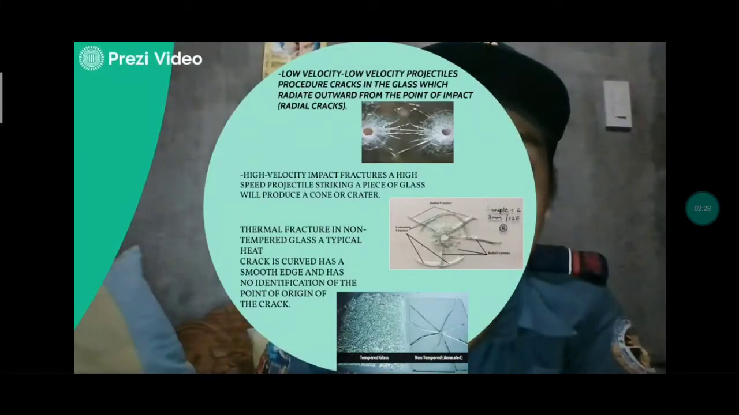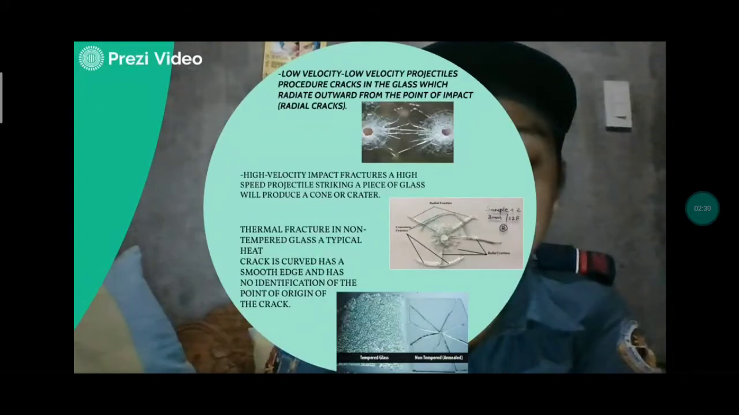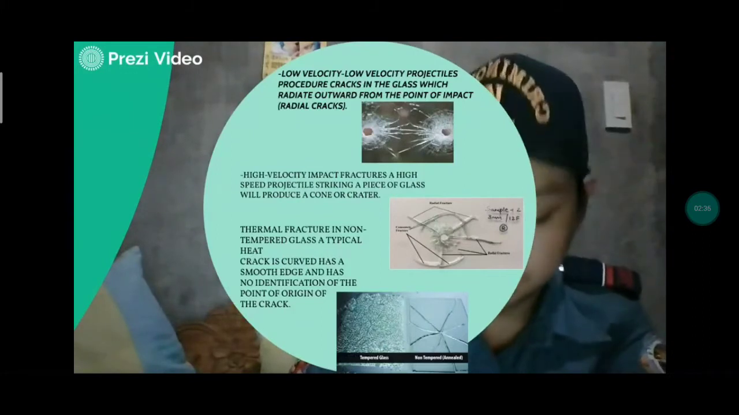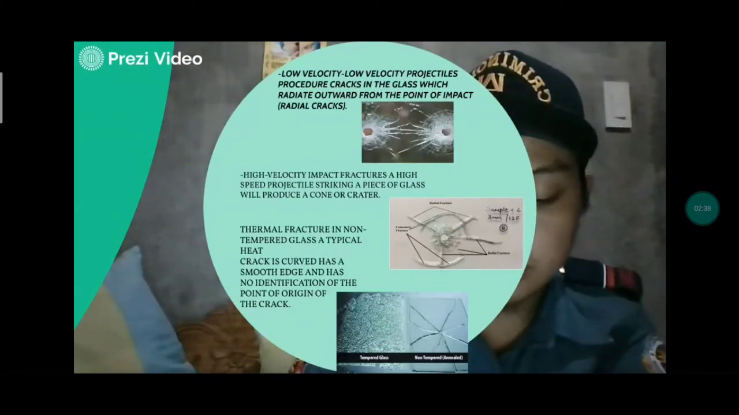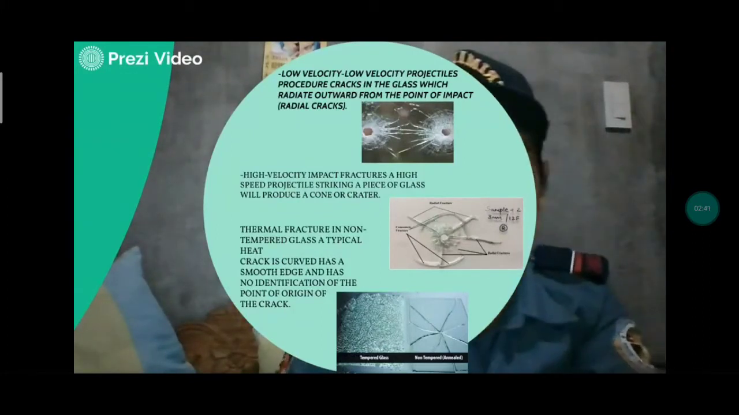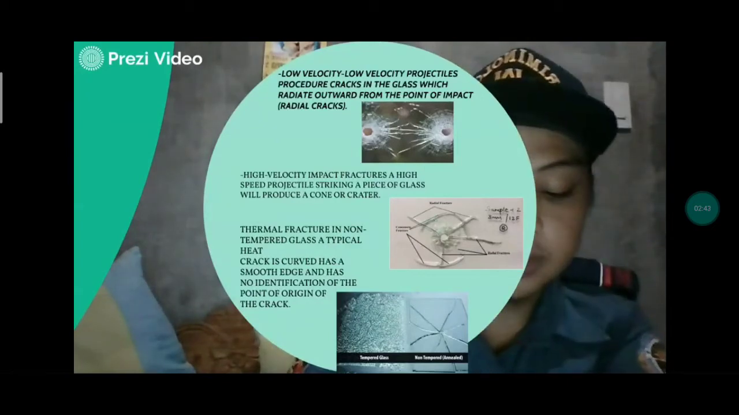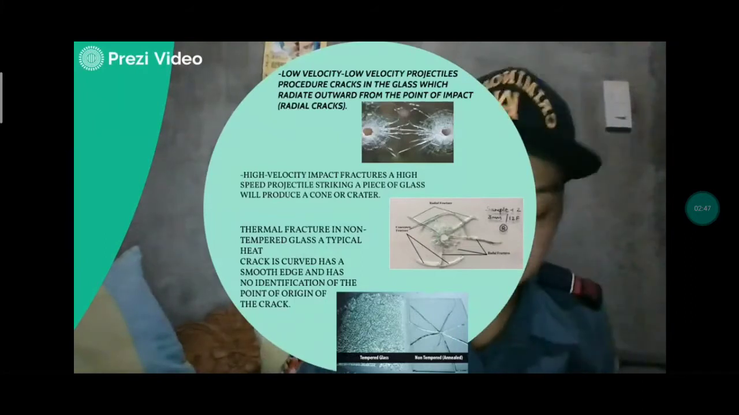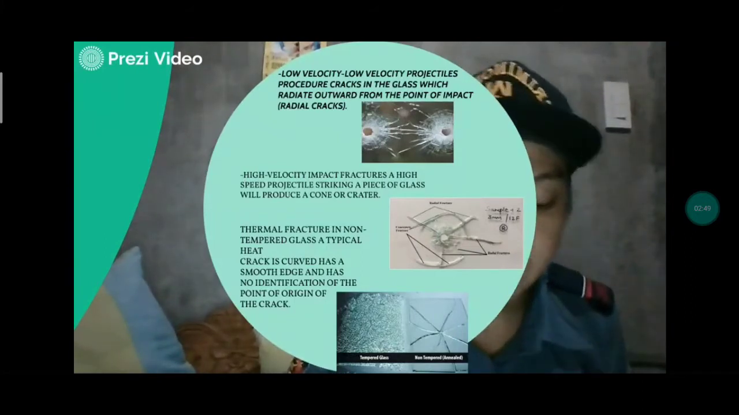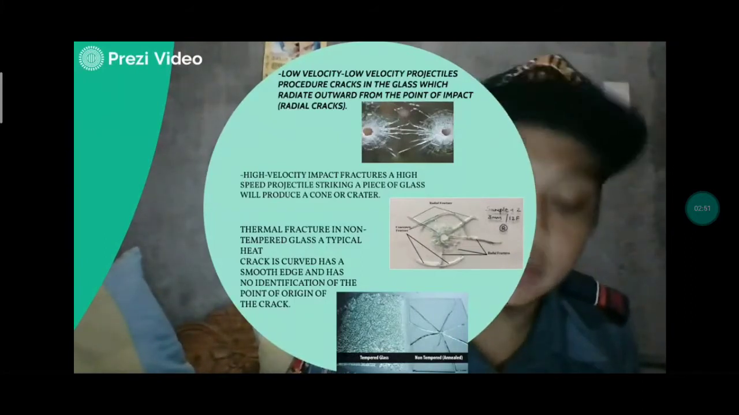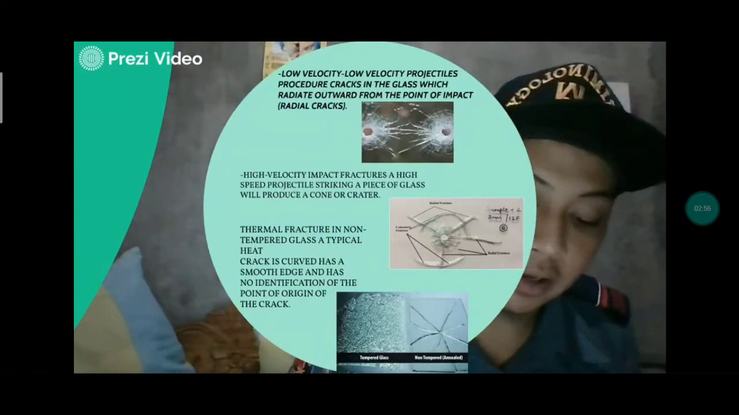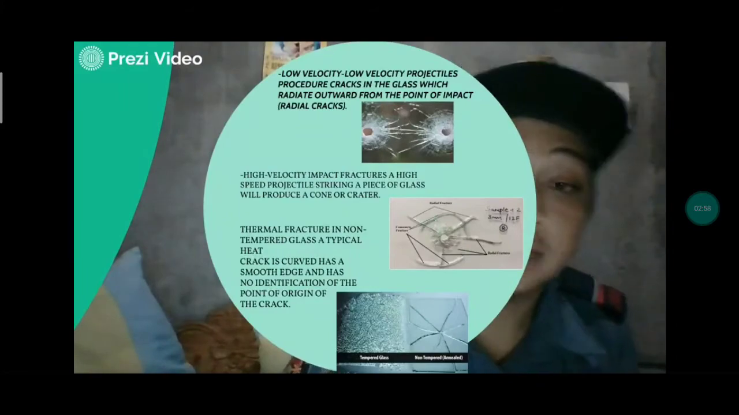Thermal fracture. In non-tempered glass, a typical heat crack is curved, has a smooth edge, and has no identification of the point of origin of the crack. Thermal fracturing in glass occurs when a sufficient temperature difference is created within the glass. As a warm area expands or a cold area contracts, stress forces develop, potentially leading to fracture.